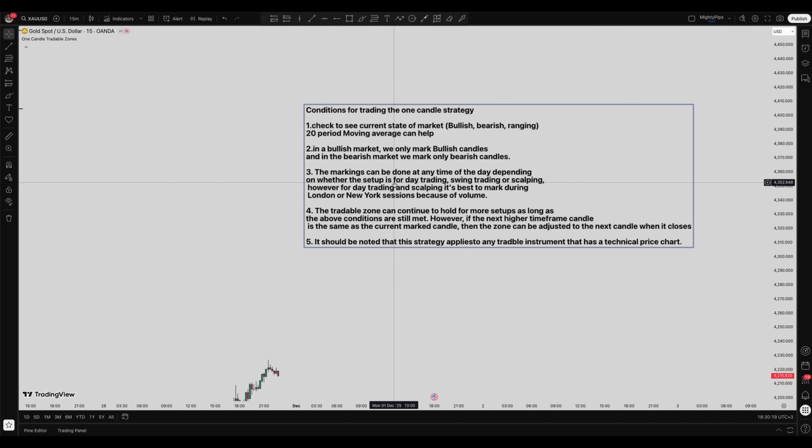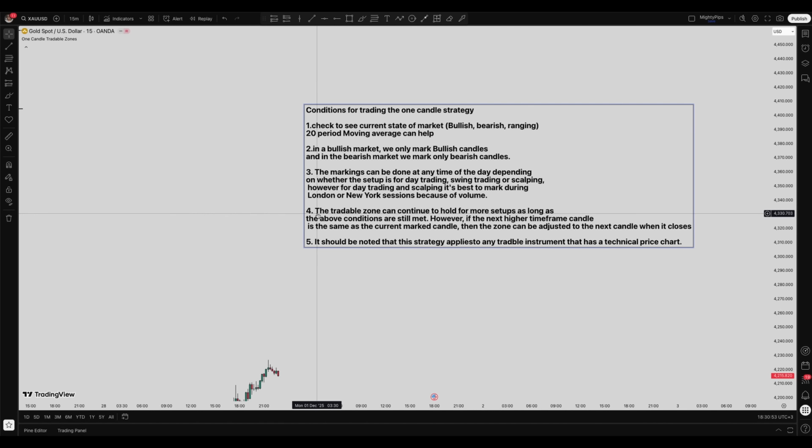Because if you mark, for example, GBP USD during Asian session, it may move, but the volume that is available to trade GBP USD at that time may not be as good as if you were trading GBP JPY. So depending on the pair you're trading, you will mark the one candle according to those sessions. But the best sessions are London and New York, because London and New York moves. Even if it is GBP JPY, it will move in London and New York sessions better than even the Asian session.